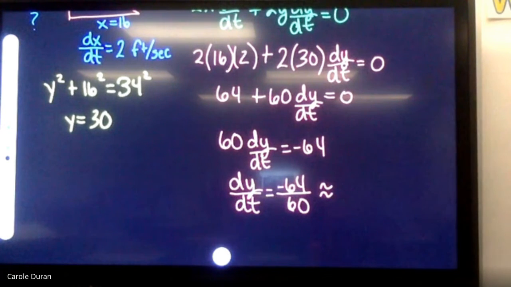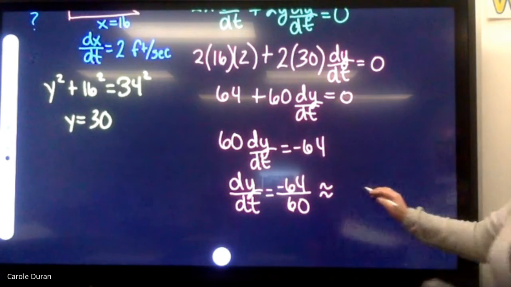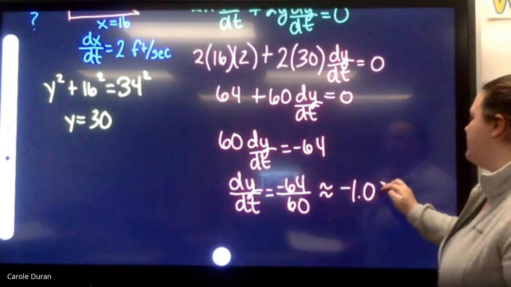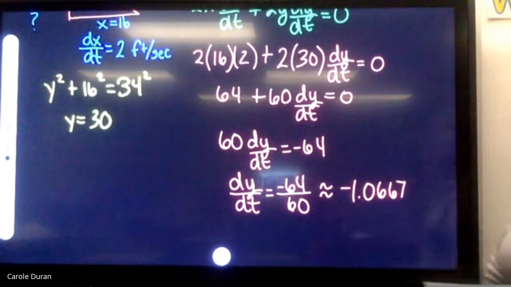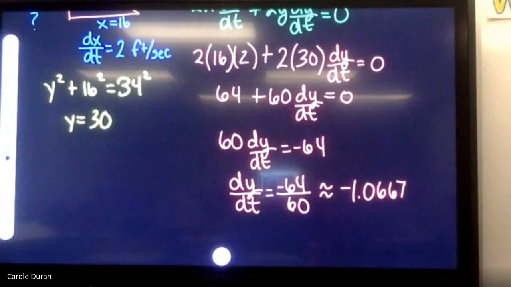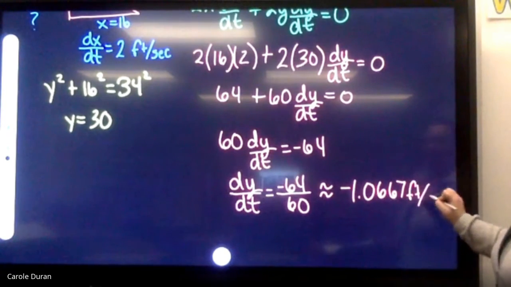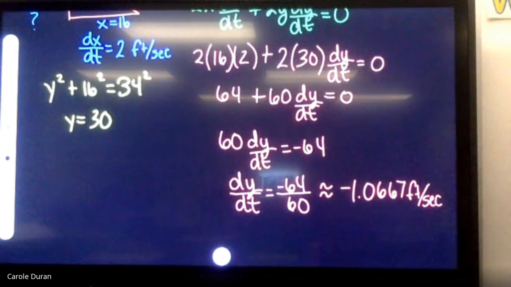So what would be my rate of change for the top of that ladder? Negative 1.0667 what? What are my units? Feet per second. Nope, just feet. It's only squared if I'm talking about area, and then it's cubed if I'm talking about volume. And that makes sense because I know the top of the ladder is dropping, so the distance from the ground is decreasing, which is why my rate is negative.